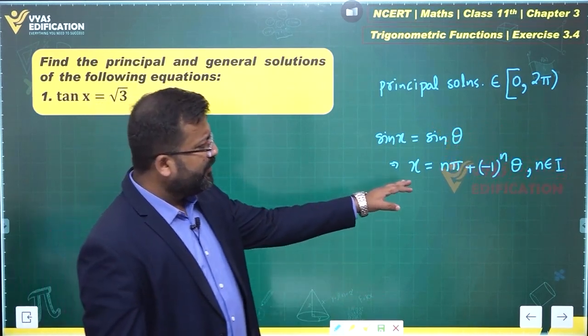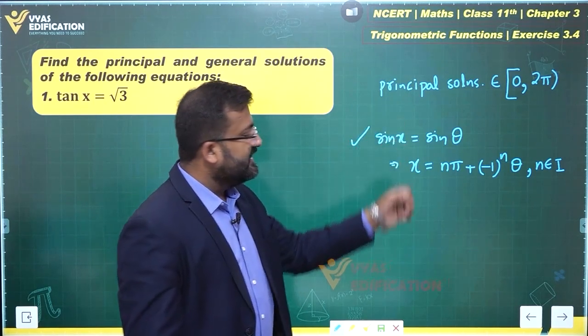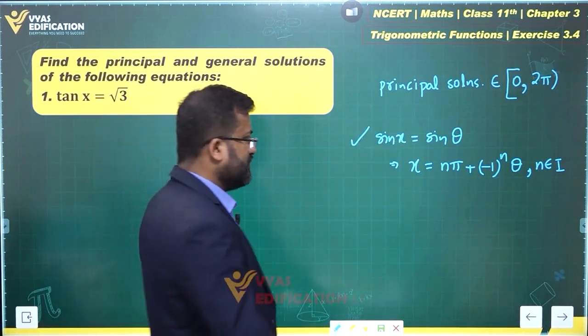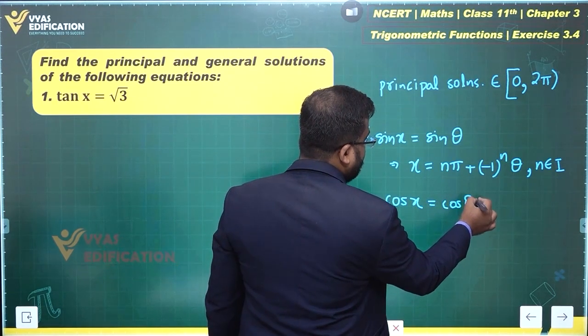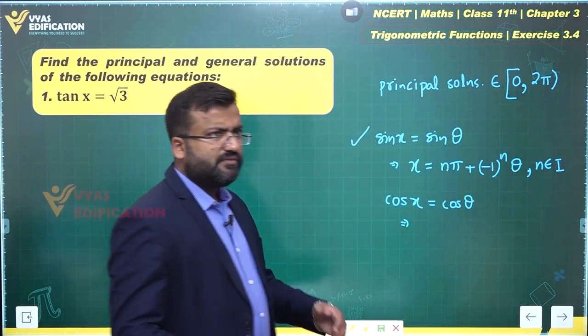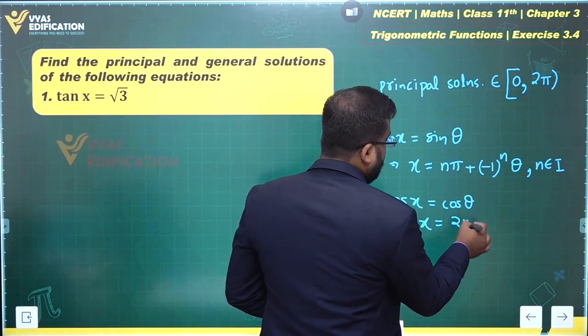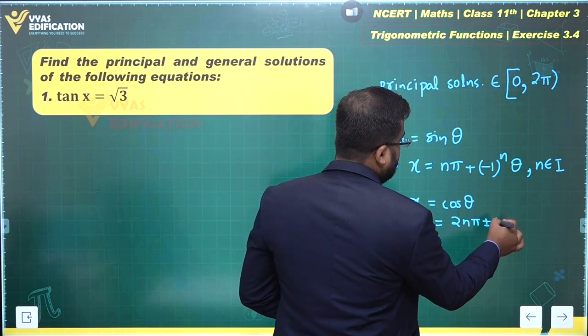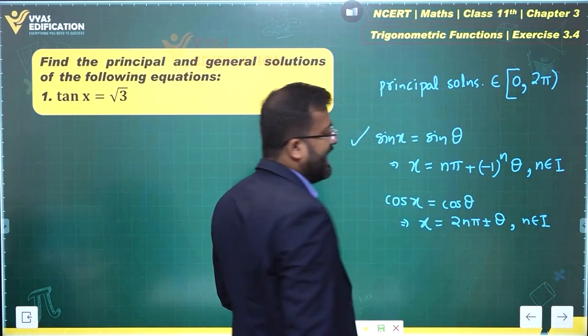There is a simple proof of this, but I am not going into the details of the proof. I am just telling you the final result, which you should be aware of and memorize. Cos x equals cos theta implies what is x equal to? x will be equal to 2n pi plus minus theta, where n belongs to integers. n can be any integer.